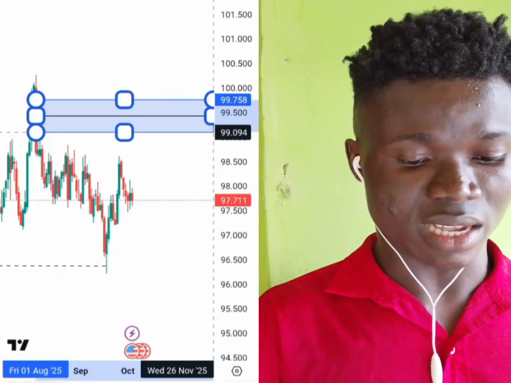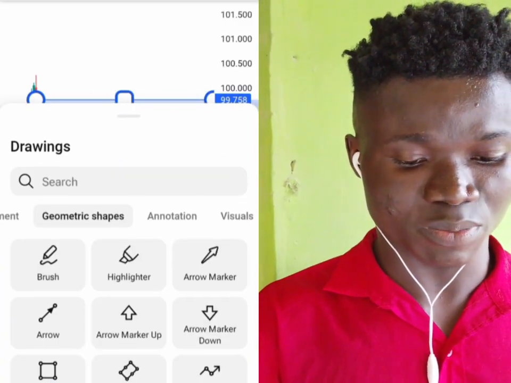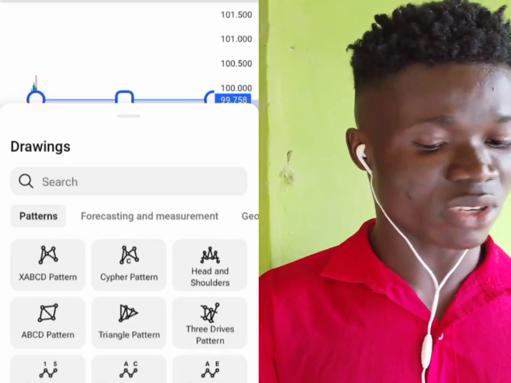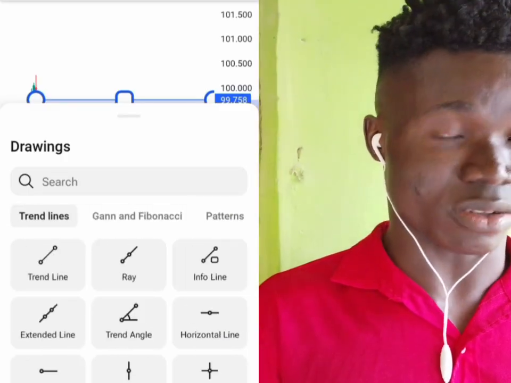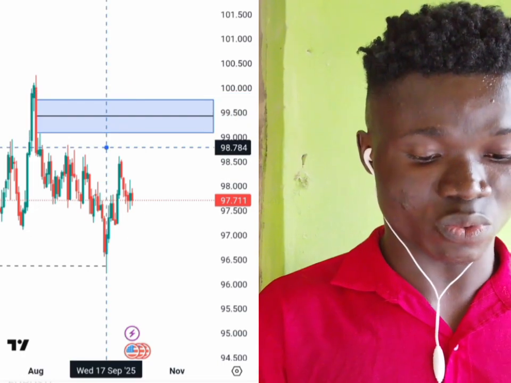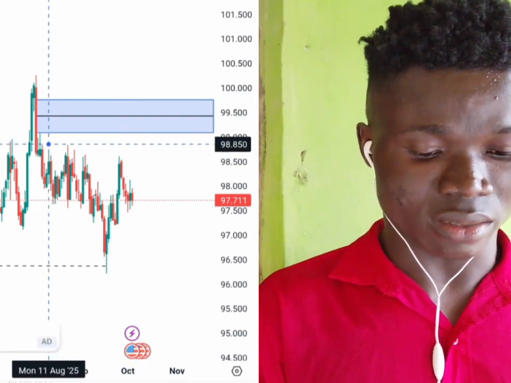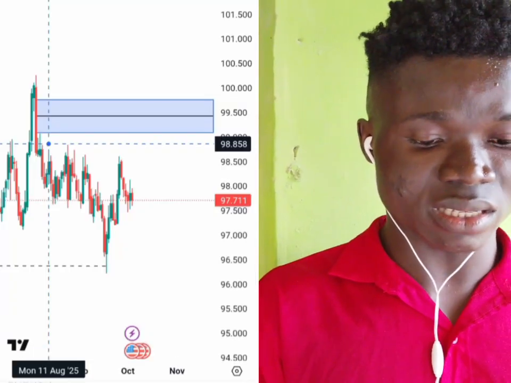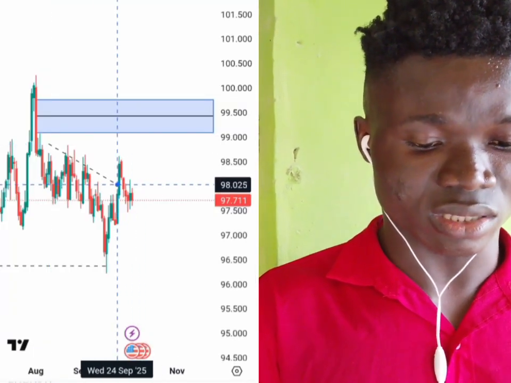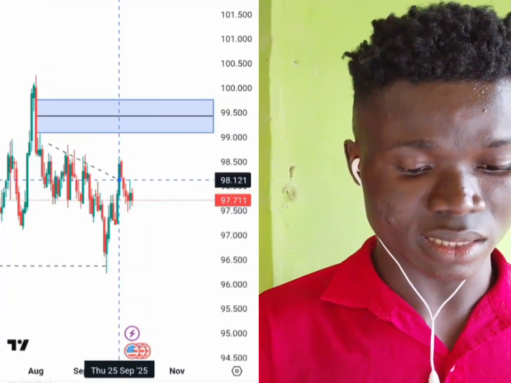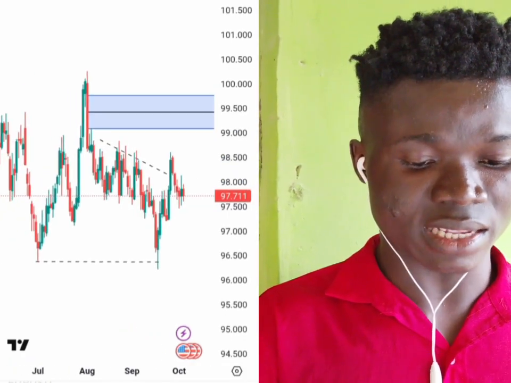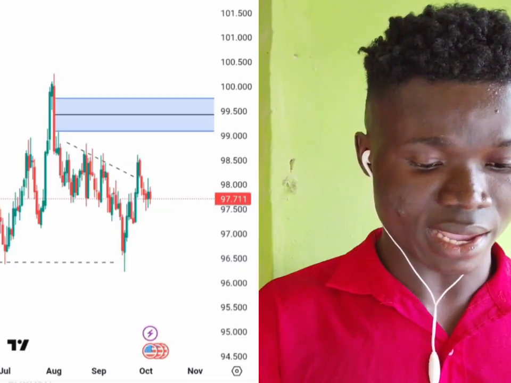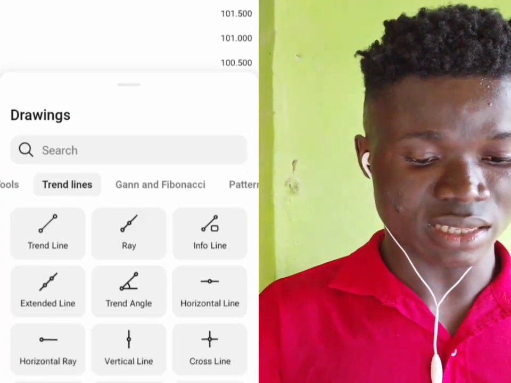After seeing this gap, the next thing I'm observing on this pair is liquidity. If you go to my previous video, I made mention of how to spot liquidity on your chart. Now this is actually the liquidity. I'm expecting it to come and take out this liquidity, then I'll be expecting a sell from DXY. This is my shift in market structure here, and this is liquidity.